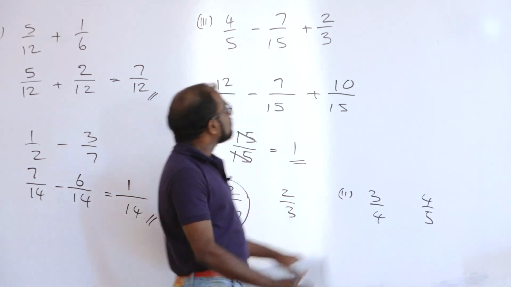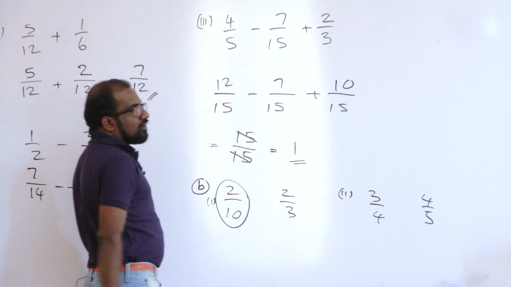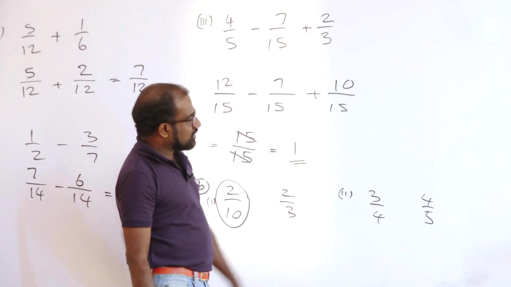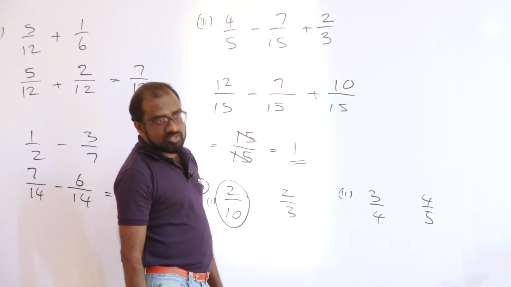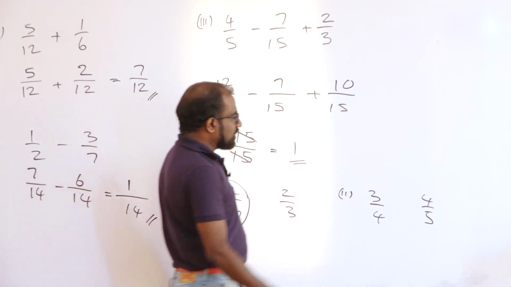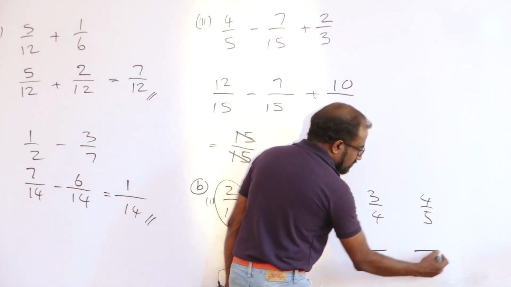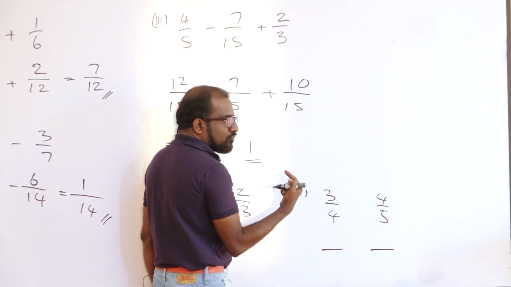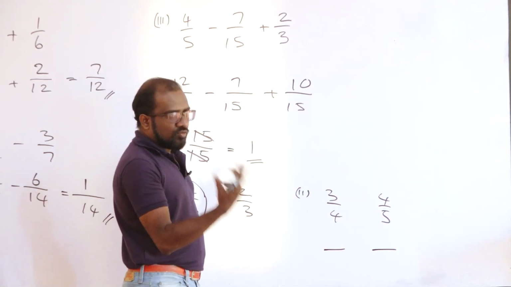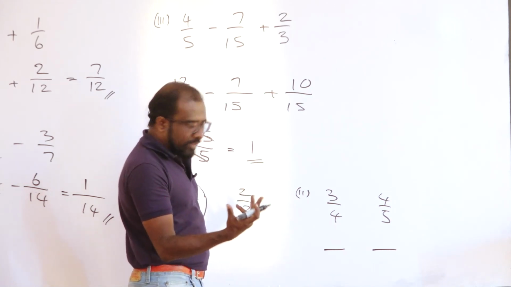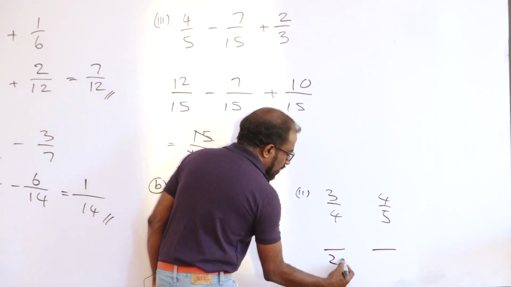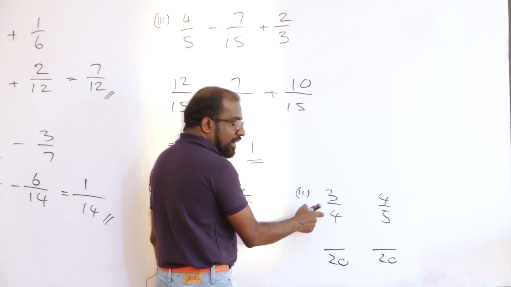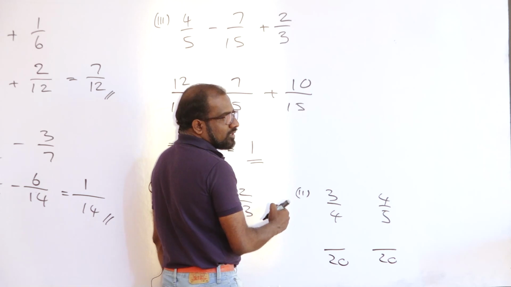Here we have to follow the steps we do in addition and subtraction of fractions. The common denominator. 4 and 5. 5 you cannot divide by 4. 10 no. 15 you cannot divide by 4. 20 you can divide by 4. So what's the common denominator? 20. Then next step, divide by denominator, multiply by numerator.